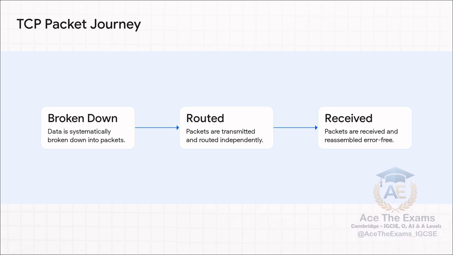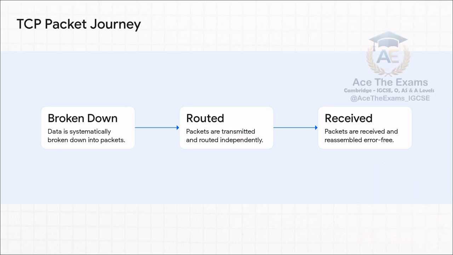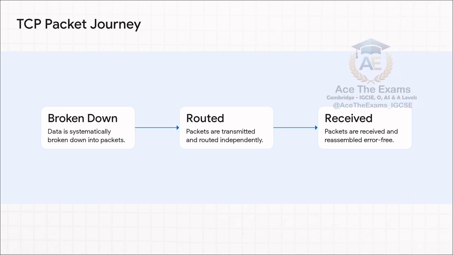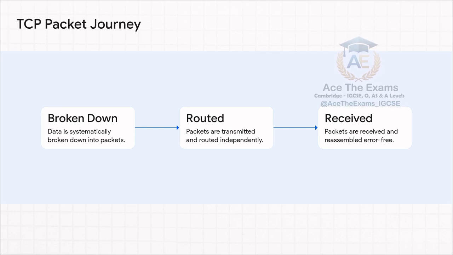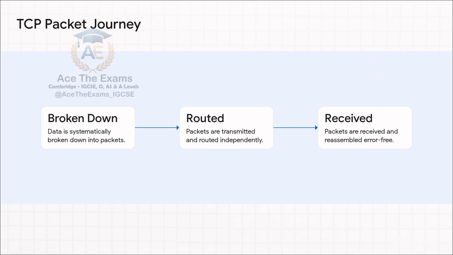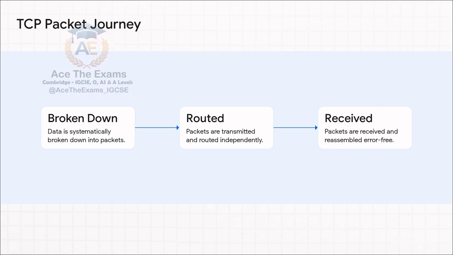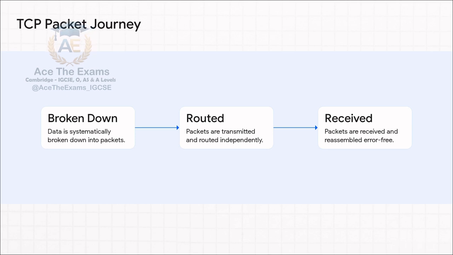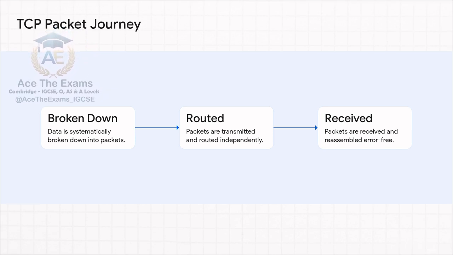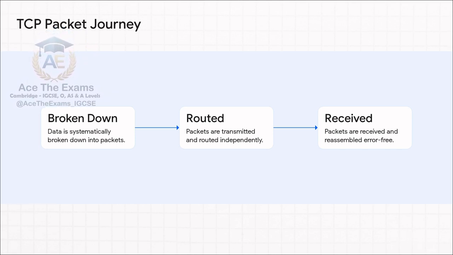You see, data doesn't just fly across the network as one giant file. No way! First, it gets systematically broken down into small, manageable chunks. We call them packets. Second, these packets are transmitted and routed independently. They might even take completely different paths to get to the exact same destination. It's kind of like a giant puzzle. And third, TCP steps in to ensure they're all received and reassembled error-free in a guaranteed, orderly fashion. Oh, and if a packet gets lost along the way, TCP instantly demands a retransmission.